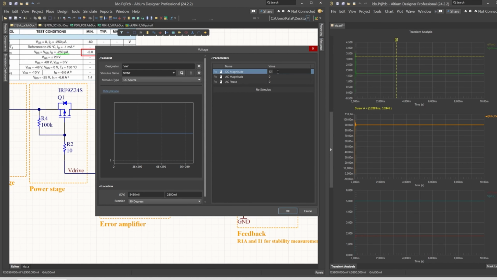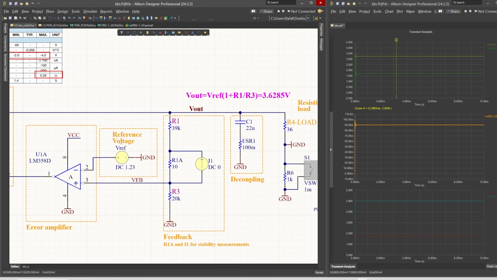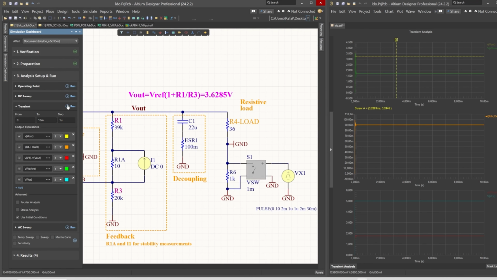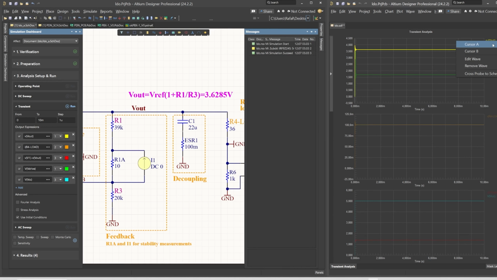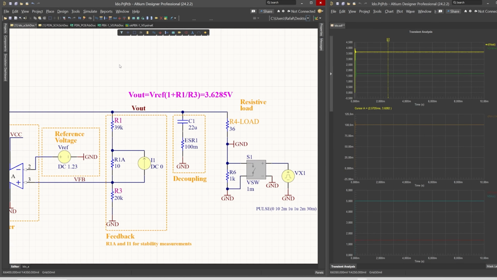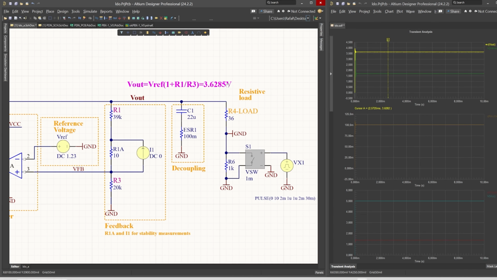So let's change the DC reference voltage to the value set in the first video, in the beginning, so that was 1.23. And now let's just run the simulation and see if we get 3.628 volts at the output. Sure enough, we are having the 3.628. There is an offset in the error amplifier, and that's why the voltage is not exactly the same as it should be. So now we are having 100 milliamps of load current.